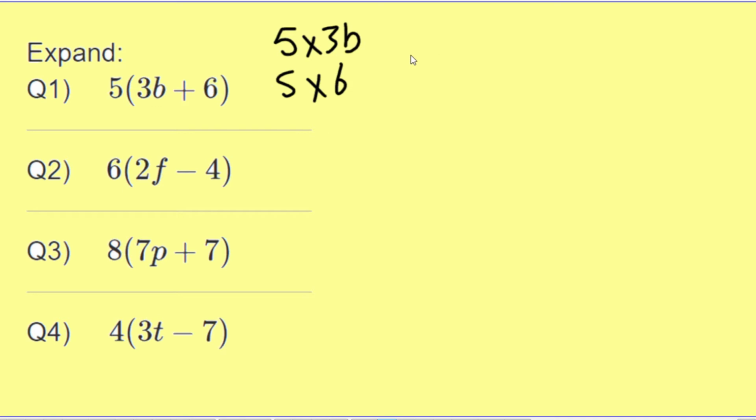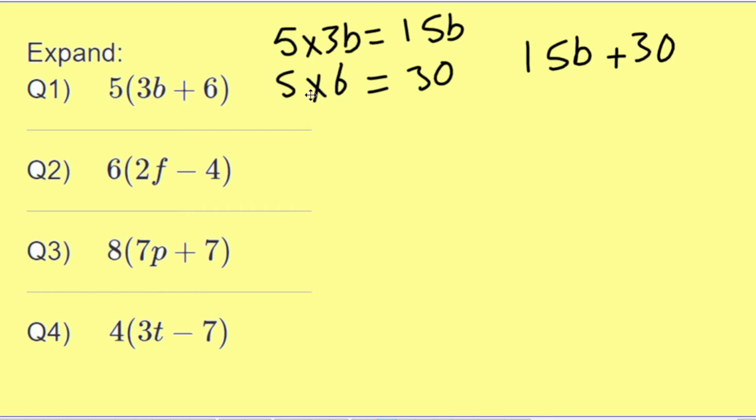Okay, and that's going to give me 5 times 3b is 15b, and 5 times 6 is 30. So how we write the answer to this is 15b plus 30. Okay, we leave that separate. We don't add these together. You can't add a letter to a number.